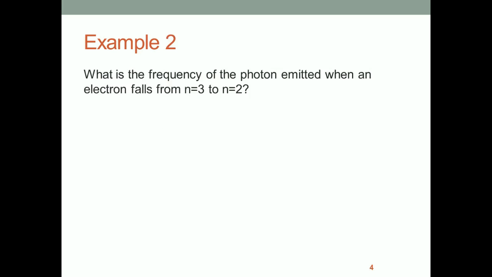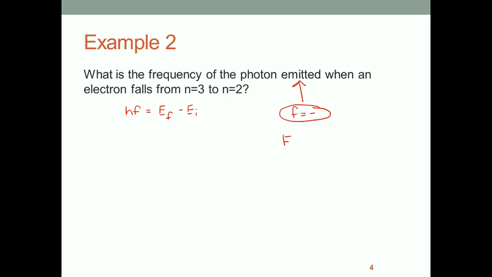Example 2. What is the frequency of the photon emitted when an electron falls from n equals 3 to n equals 2? So frequency, remember, was hf equals E final minus E initial. Because it's a photon emitted, in the way we're doing things, that means the frequency is going to be negative. So don't be surprised when we get a number out that is negative.